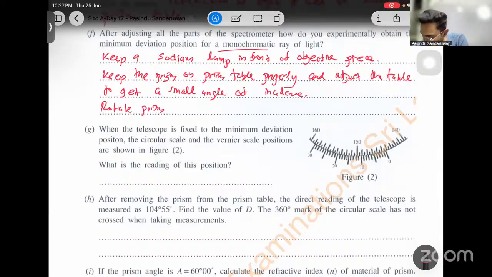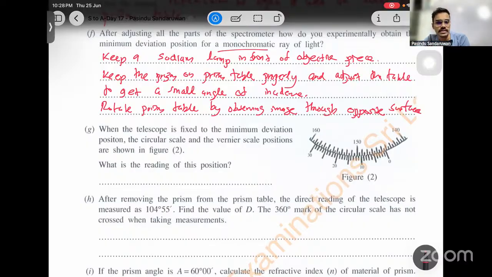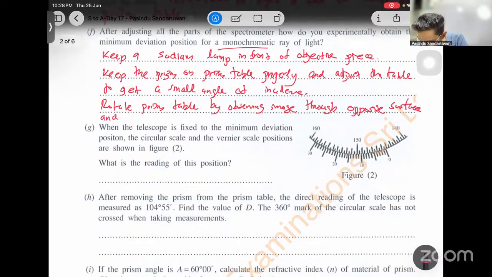Rotate the prism table, observing the image through the opposite surface, and get the reading.